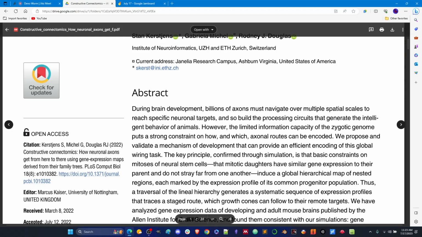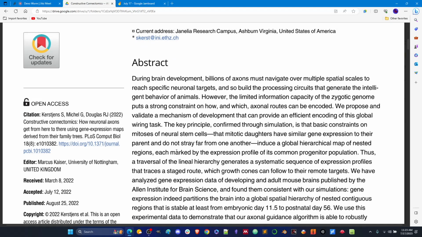We propose and validate a mechanism of development that can provide an efficient encoding of this global wiring task. A lot of people have approached this wiring task as a matter of optimizing the wiring. One way you can understand the wiring patterns is to optimize with respect to the topology. You find the shortest paths, or the least overlapping paths, and you assume that that's the way this system will evolve because it's efficient. In some ways that's true, but in other ways, we have other constraints that play a role in how these connectomes are constructed.